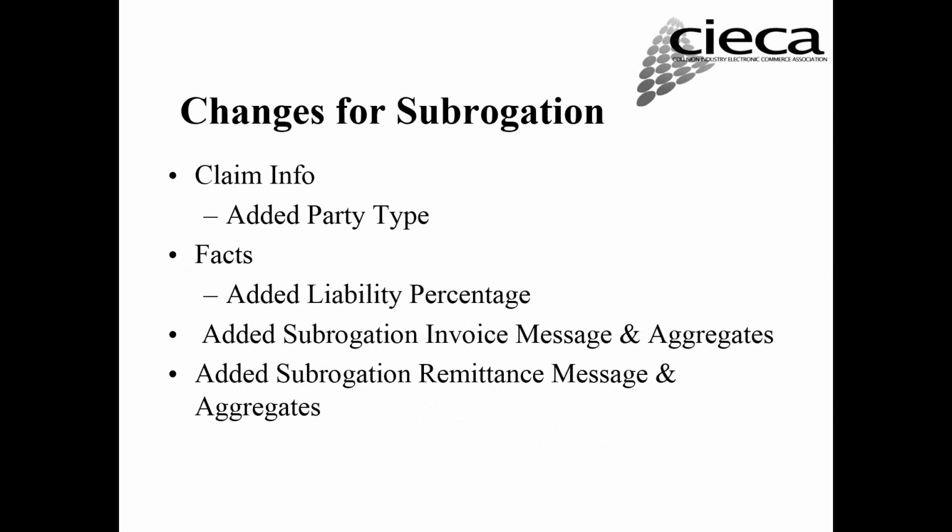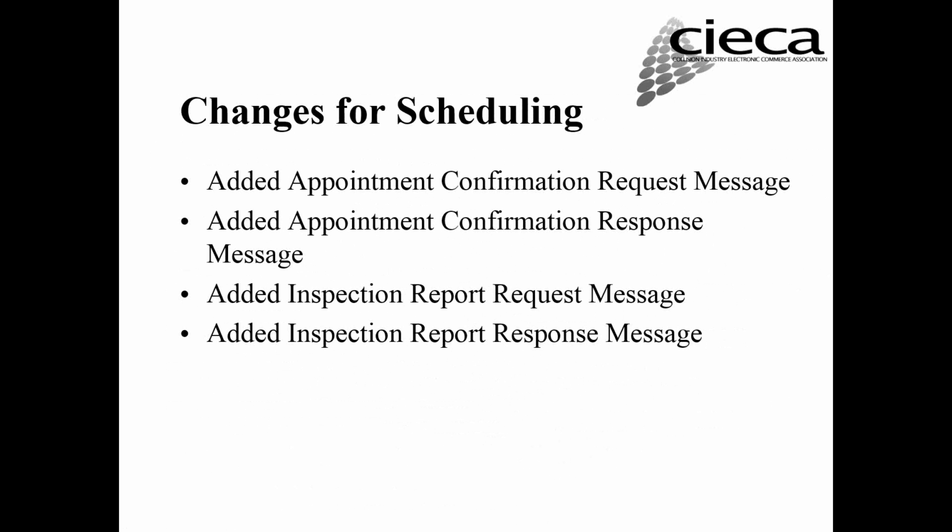Changes for subrogation. Claim information added a party type, as discussed above. The facts added a liability percentage, and we added subrogation invoice message in aggregate and subrogation remittance message in aggregate. Changes for scheduling are the newest and most active committee. We added an appointment confirmation request message, added an appointment confirmation response message, added an inspection report request message, and an inspection report response message.